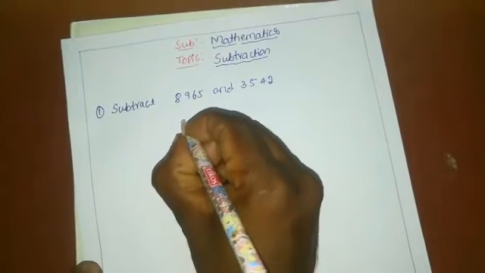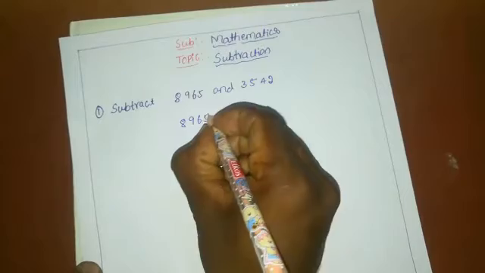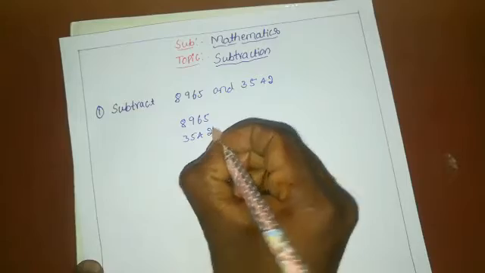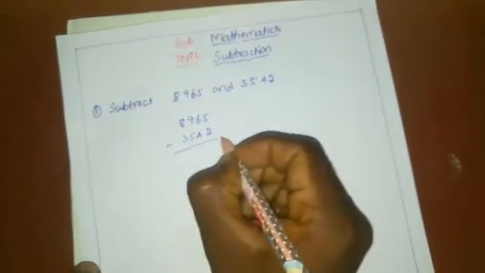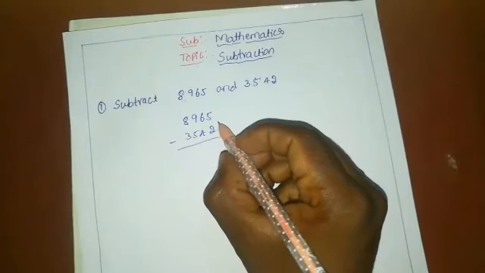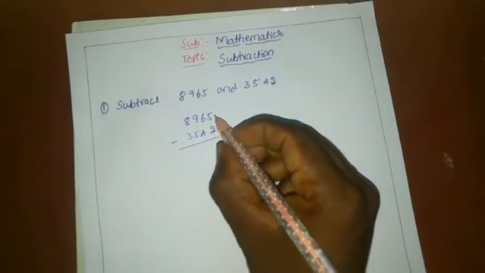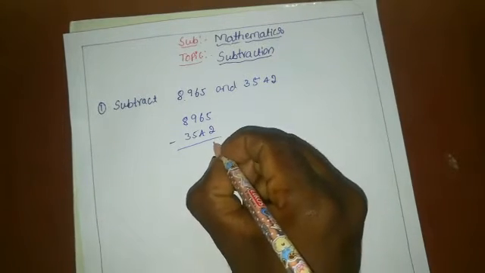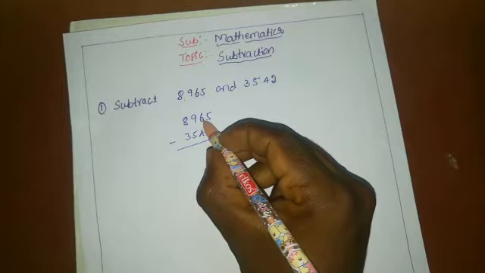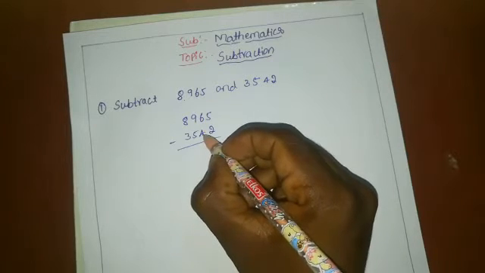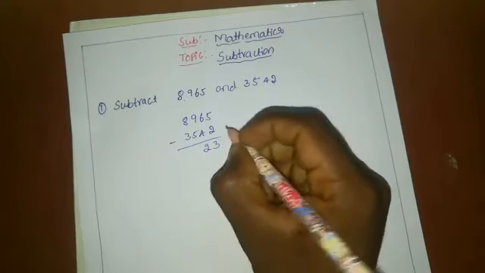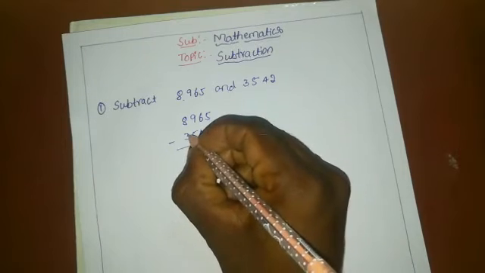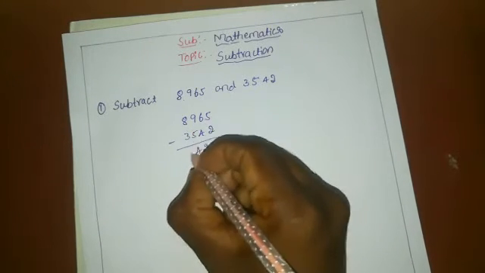At first we have to write the greater number, that is 8965, and subtract 3542. We have to subtract the smaller number from the greater number. Here we subtract 2 from 5, we get 3. Here we have a 6 and a 4. Subtracting 4 from 6, we get 2. Subtracting 5 from 9, we get 4. Subtracting 3 from 8, we get 5.